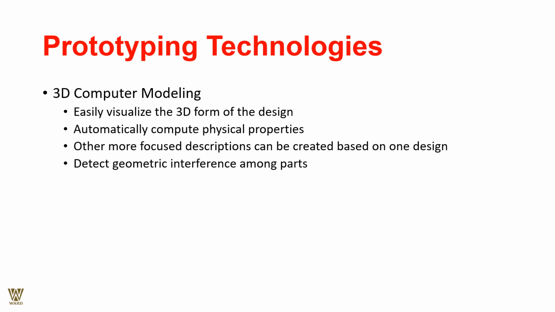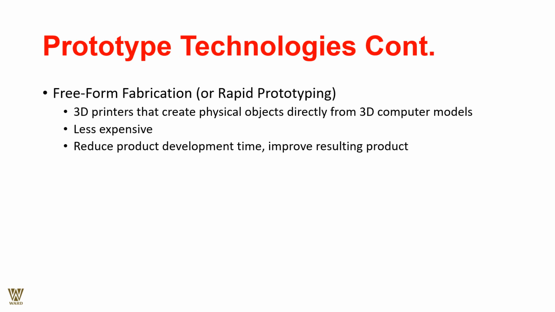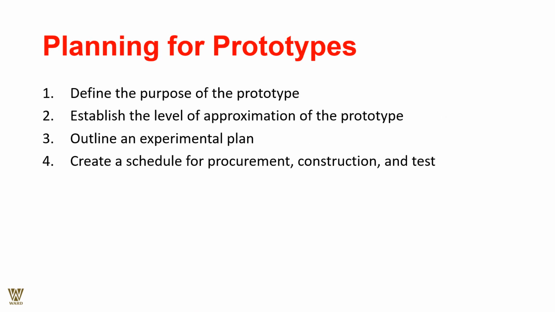So 3D technologies are what is in vogue in manufacturing right now. We can easily visualize 3D forms of design, automatically compute physical properties, create focused descriptions based on one design, and detect geometrical interference among parts. So we have 3D prototypes now. We can have free-form fabrication also, rapid prototyping on an as-needed basis. With the advent of 3D printers that create physical objects directly from 3D computer models, it is much less expensive compared to real projects, reduces product development times, and improves the resulting product altogether.